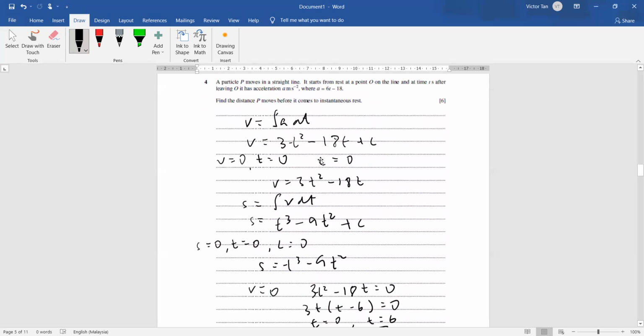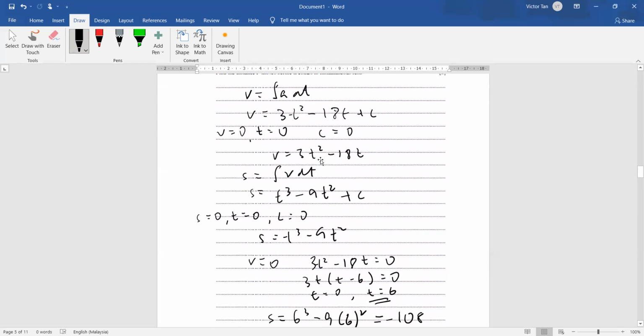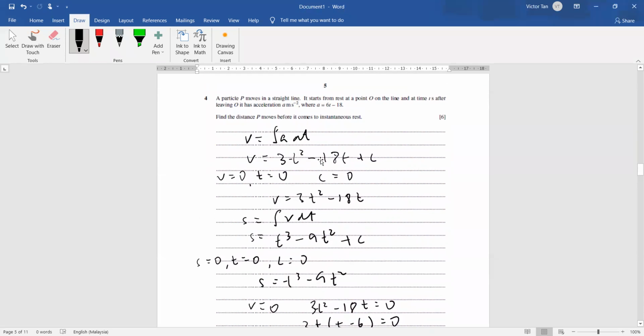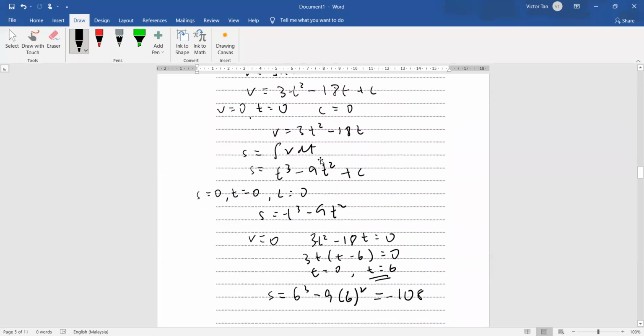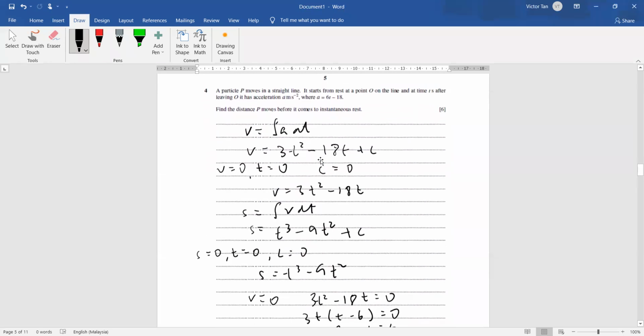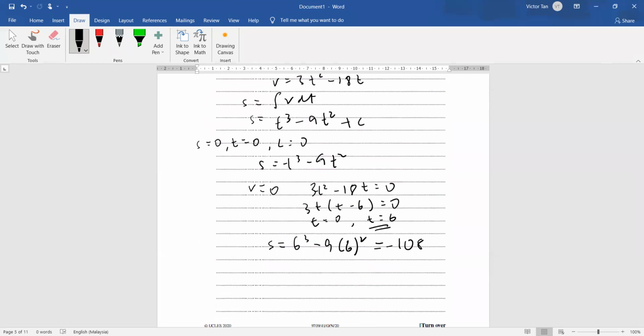Okay. So when t is 0, v is 0. So acceleration when t is 0 is a negative acceleration, so it's moving to the left. So the distance traveled is 108 meters. Answer: 108 meters. Okay.